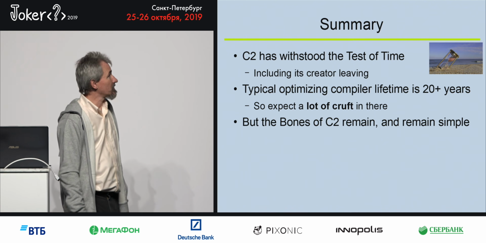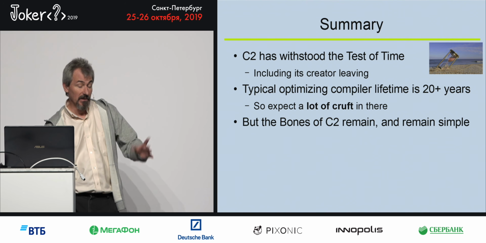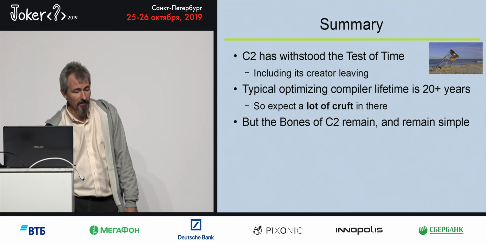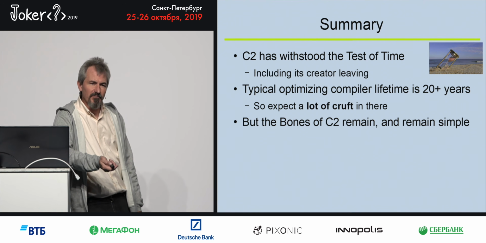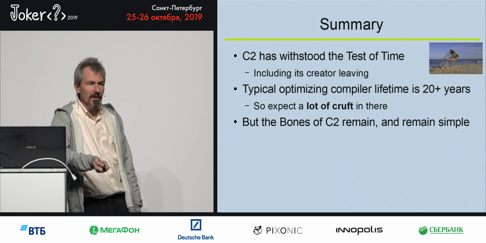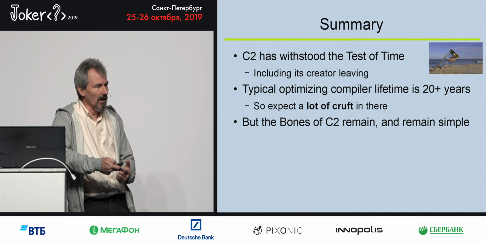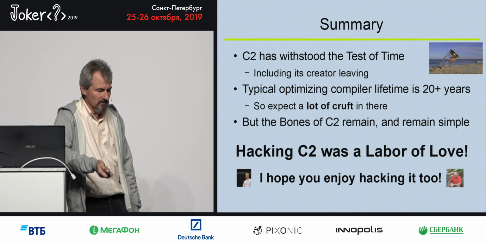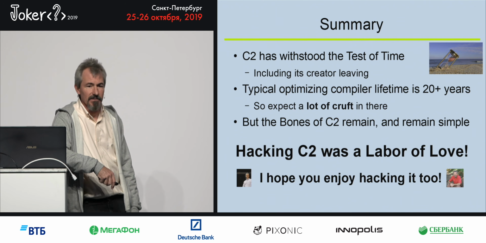And, you know, it has withstood the test of time. I walked away a long, long time ago from it, from at least the Oracle version of things. Typical optimizing compiler lifetime is 20-odd years. So there's a lot of cruft in there, but the bones, the core of it remain. And it remains fairly simple. If you understand the graph and you understand the types, you got 90% of what you need to know to make the compiler do things. For me, it was a labor of love, and I hope you enjoy hacking it too. And that's the end.